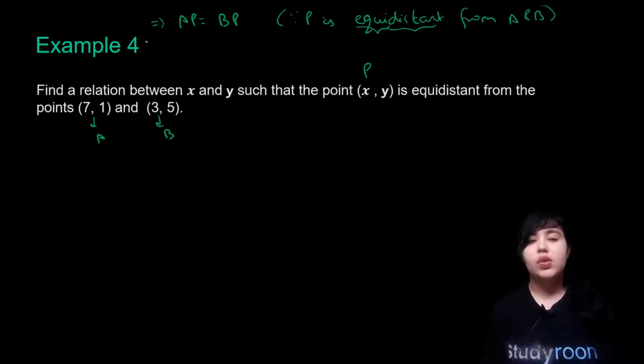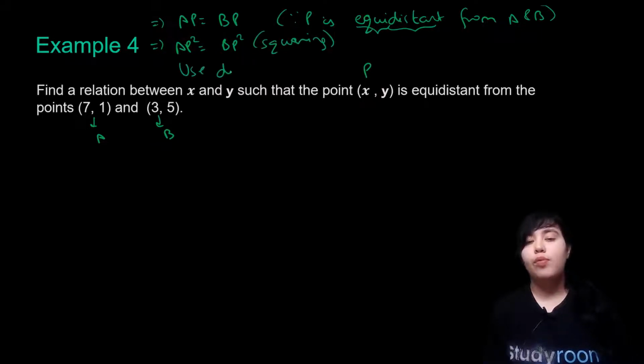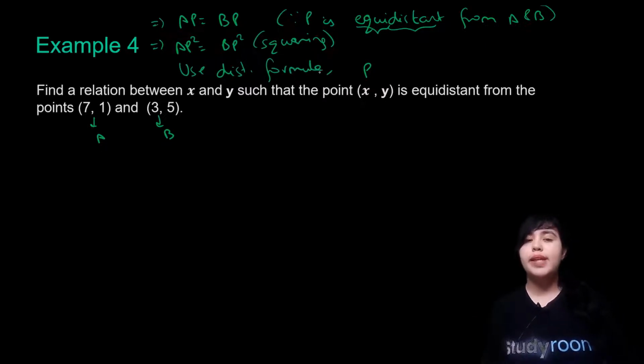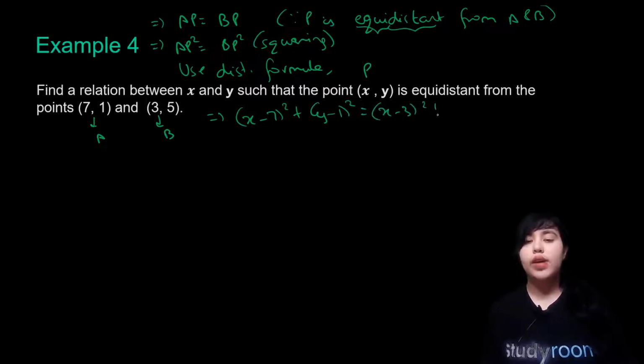Okay, so if I do squaring both sides, I'll get AP square is equal to BP square. Squaring both sides. Okay, then you use the distance formula. Now the square root term won't be there because I've taken squares, so you'll just have x2 minus x1 whole square sort of terms. So AP, which means it's going to be x minus 7 whole square plus y minus 1 whole square is equal to BP square, which will be x minus 3 whole square plus y minus 5 whole square.